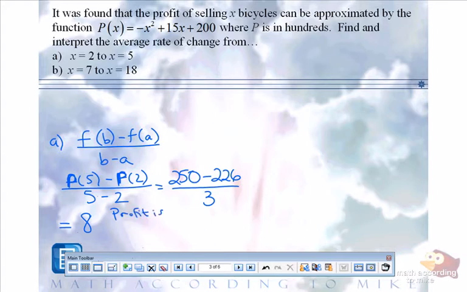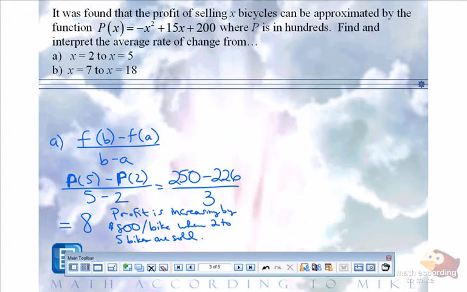So the profit is, well, is it increasing or decreasing? Increasing. Why? Because it's a positive number. Very good. Profit is increasing by $800 per bike when 2 to 5 bikes are sold.